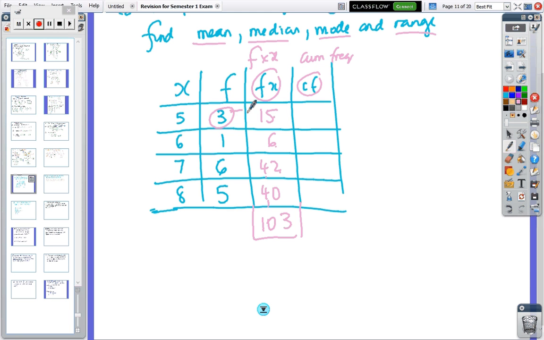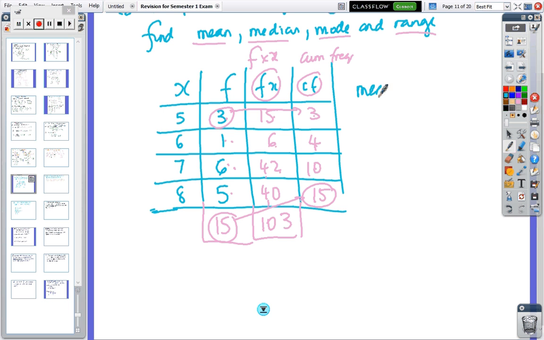So the first one comes across. And then after that, we just go 3 plus 1 is 4, 4 plus 6 is 10, 10 plus 5 is 15. So we should have 15 numbers, which we do. So that number there must match that number there. Okay, so you've done all the hard work.